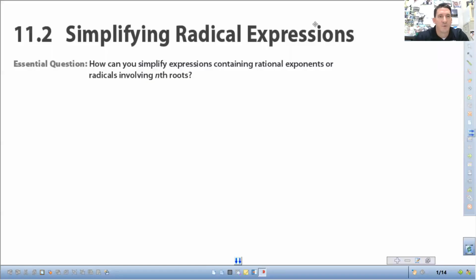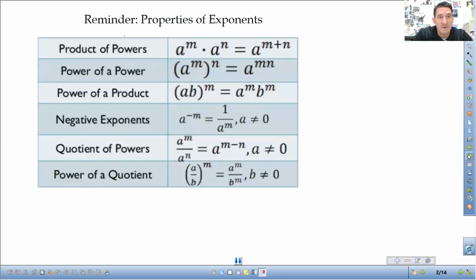All right, IM3 classes. Today we're going to be simplifying radical expressions. Actually, we're going to be working on rational exponents some more. Simplifying rational exponents, and then we're going to get into those radical expressions. So starting off, reminder, properties of exponents, working with the radical exponents here.